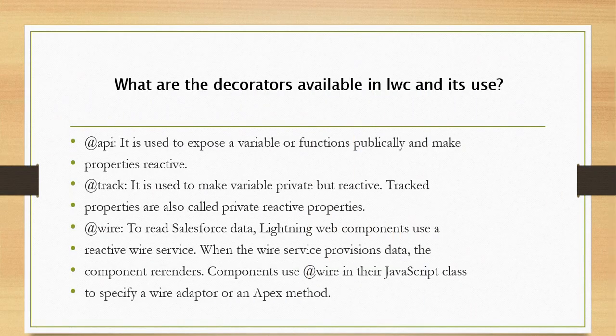What are the decorators available in LWC and their use? @api is used to expose a variable or function publicly and make properties reactive. @track is used to make a variable private but reactive. Track properties are also called private reactive properties.